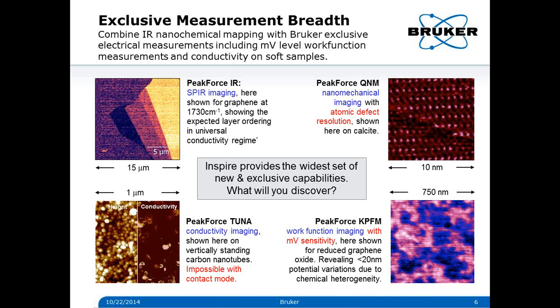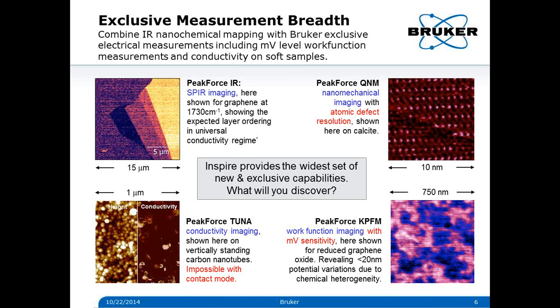Then you can do PeakForce KPFM, Kelvin probe force microscopy, where you get the work function on the nanoscale and with high sensitivity down to a few millivolts. This is very interesting for graphene if you're interested in the Fermi energy variations of graphene, which is the same as the work function variation. And here it's shown for graphene oxide. And we see these inhomogeneities all over the place.